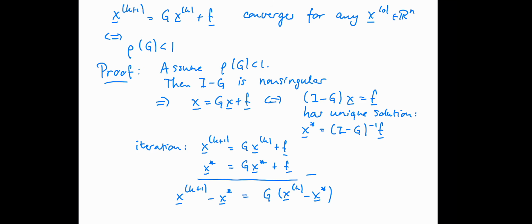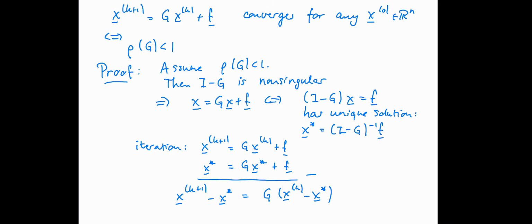And the interesting thing is that you see that the f vector, so here the vector f on the right hand side and the vector that's also in our iteration here, that drops out of the equation. So apparently the f here, even though we add it in every single iteration step, it does not influence the convergence of the method.